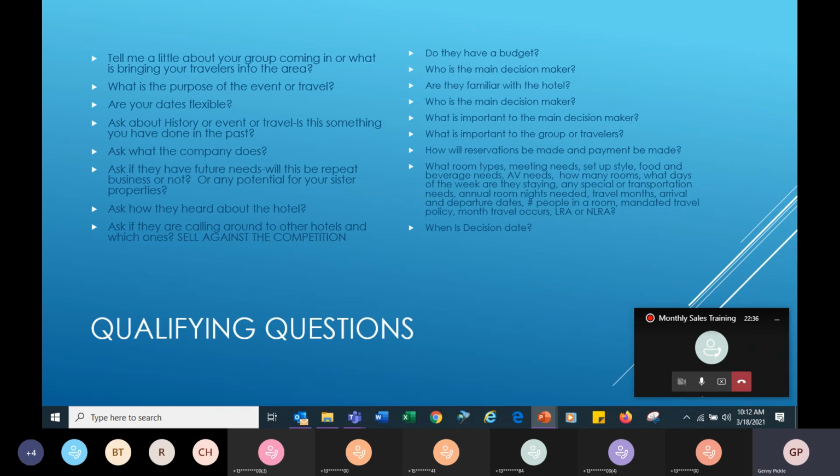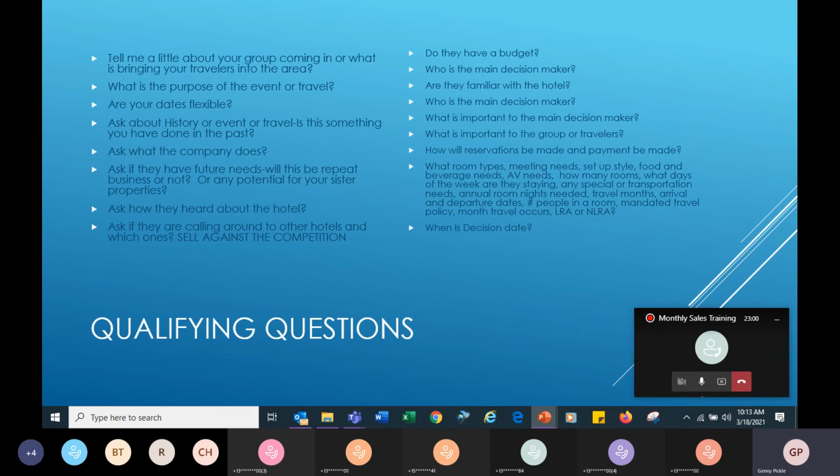Make sure you're always asking, are they calling around to other hotels? If they just say yes, you want to say, okay, well, which ones? You've got to find out which hotels you're going to be selling against so we can sell against the competition. Do you have a budget? Who's your decision maker? What's important to the decision maker?